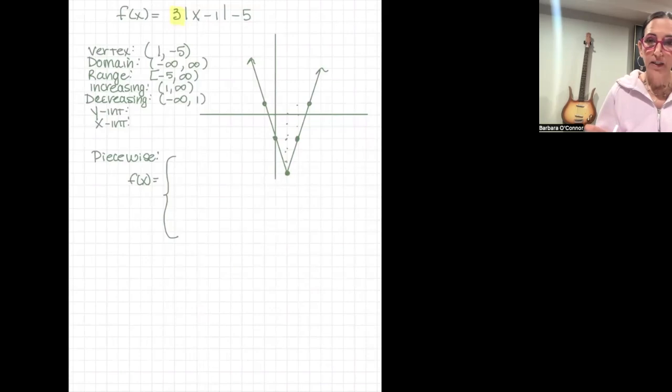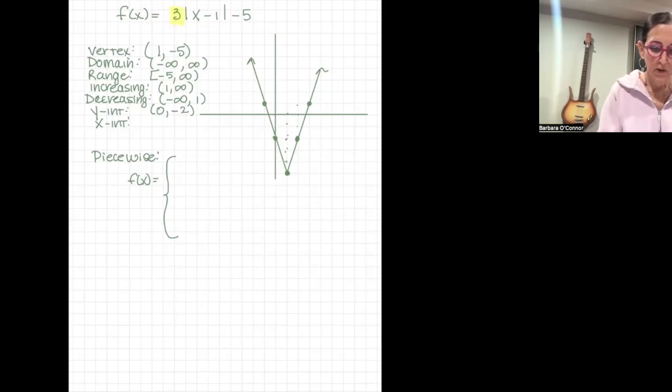The y-intercept, I can either plug 0 in for x and solve, and that tells me the y-intercept. But in this case, I can see that it falls at -2. I can see that from the graph. So the y-intercept is (0, -2). I'm going to hold off on the x-intercepts until I've found the piecewise function.